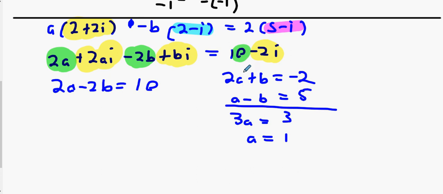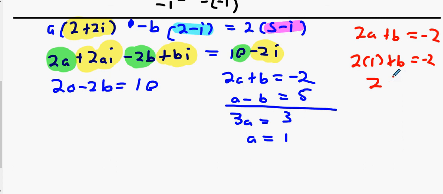Now, what it says next is 2a. I'm going to use this equation here, where I have 2a plus b equals minus 2. I'm going to do 2 times 1 plus b equals minus 2. 2 plus b equals minus 2. This implies that b equals minus 2 minus 2, b equals minus 4. And we're done.